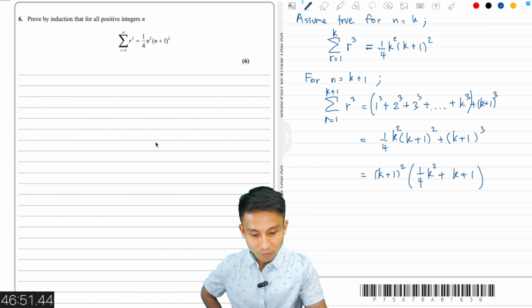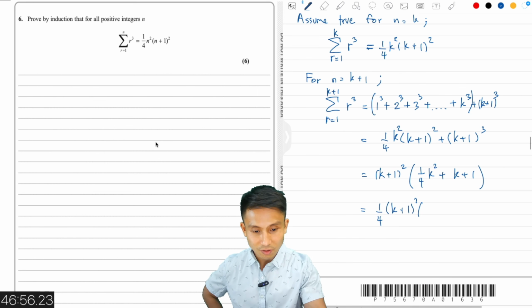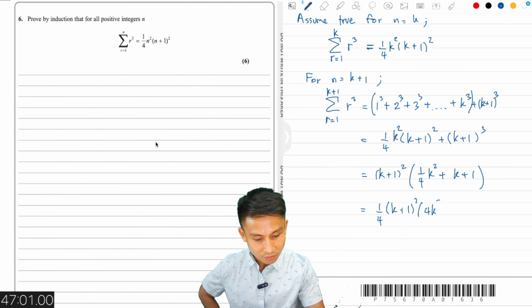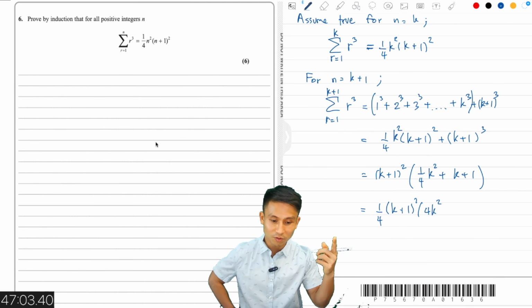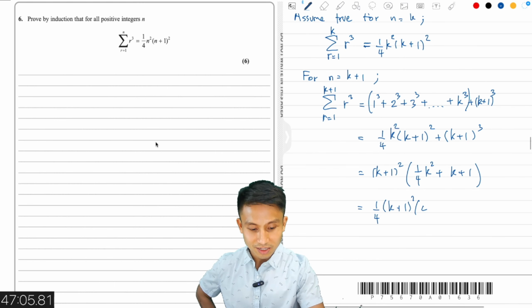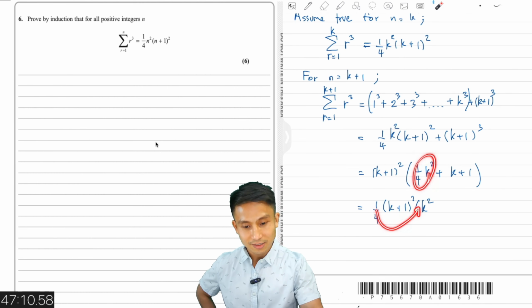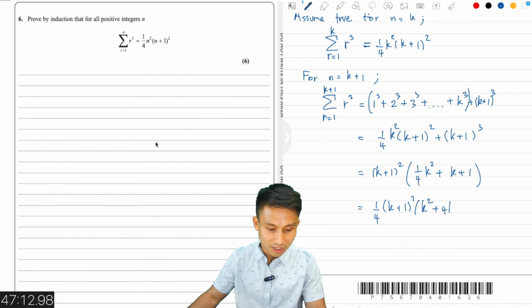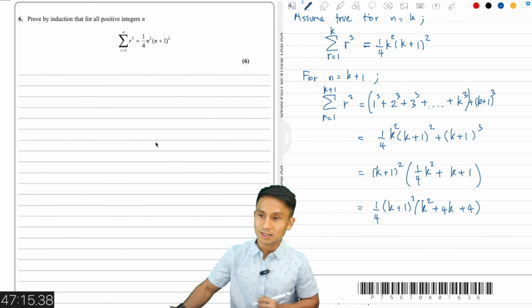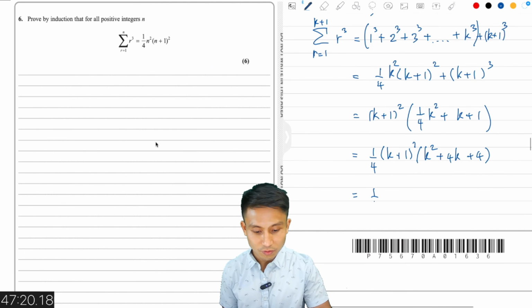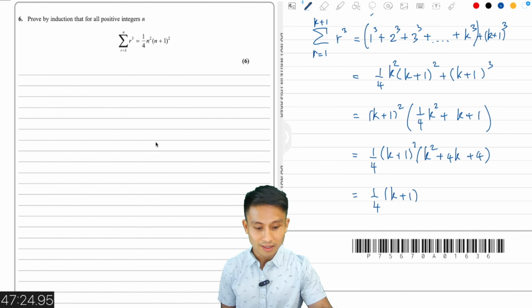Now if I take 1 over 4 out of the second brackets, yeah, and (k plus 1) squared here, I'm taking 1 over 4 out, yeah, so inside the brackets I would have 4 k squared, right? Because if you multiply back, you should get 1 over 4. Wait, no. I should get just k squared, sorry. Because if I multiply 1 over 4 back, I get this. Just working backwards, and this should be then 4k, and this should be then 4, right? Basically.